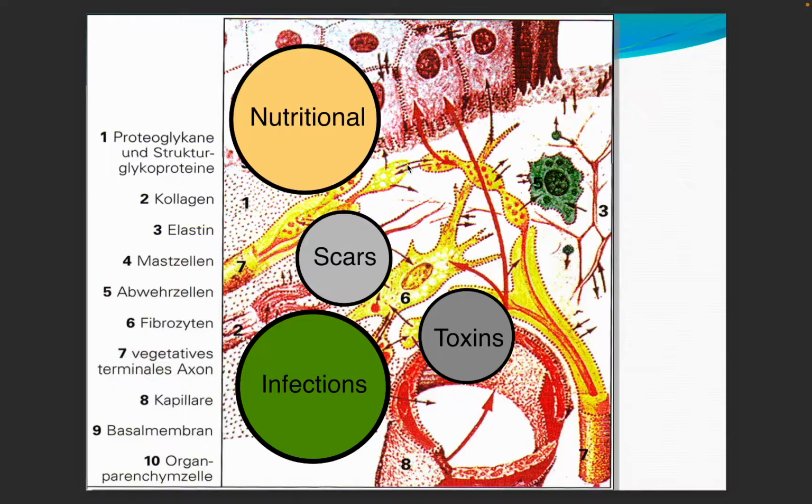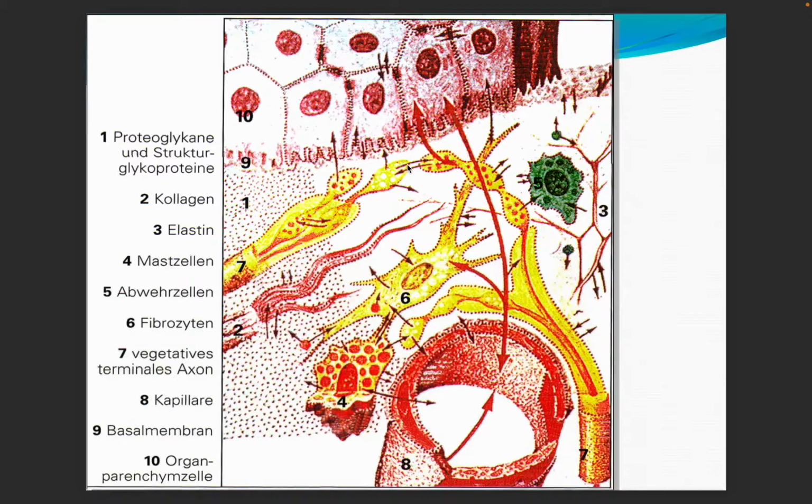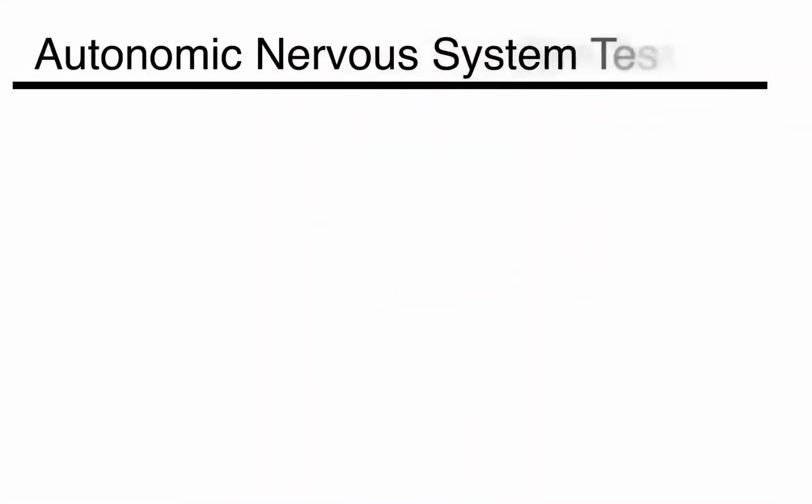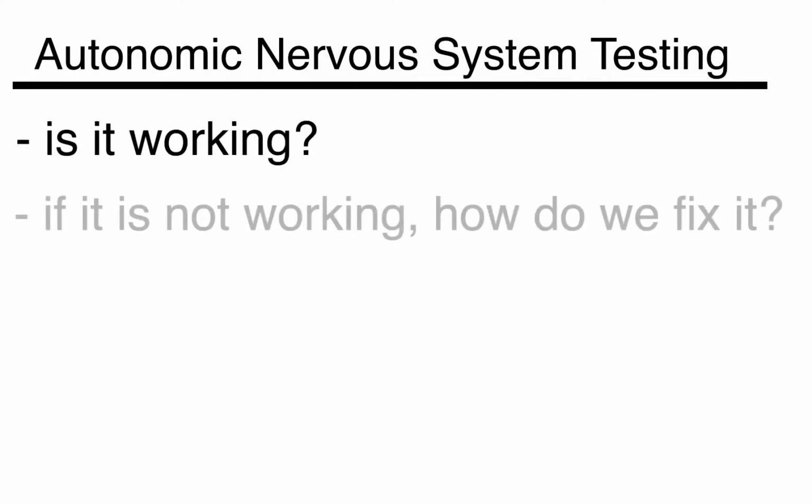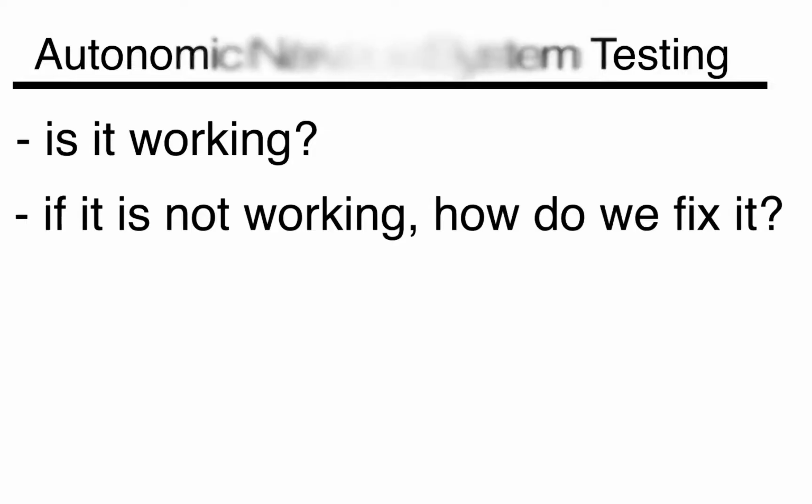So what we now have is a full understanding of how the autonomic nervous system is able to interface with all of these different cells. And we now have a list of things that will be able to interfere with the effective interplay between the cells themselves and the different functions of the autonomic nervous system. So now we can talk about how to test the autonomic nervous system to see if it is working, and if it is not, to figure out what are some of the remedies that may be able to help it to work better.